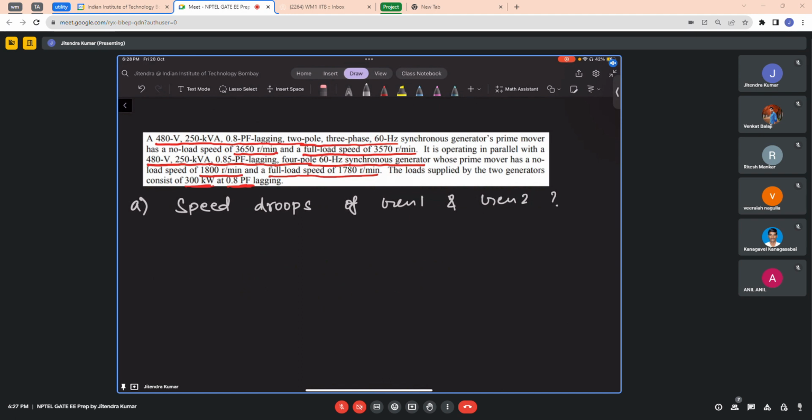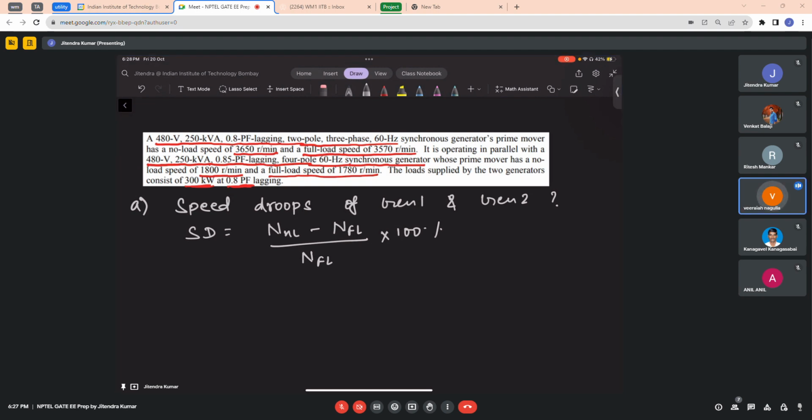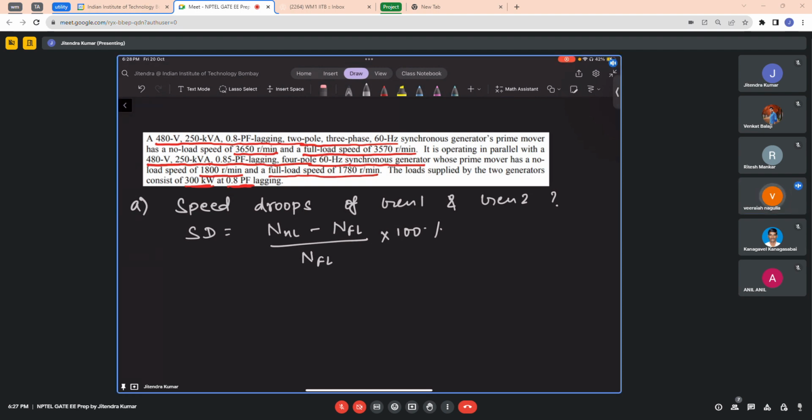So a speed regulation, let me define it for you. Speed regulation is nothing but no load speed minus full load speed, divided by full load speed, times 100%. So this is the speed regulation expression. Generator one is 2.19 percentage.